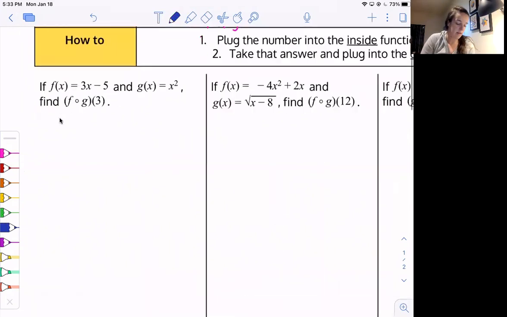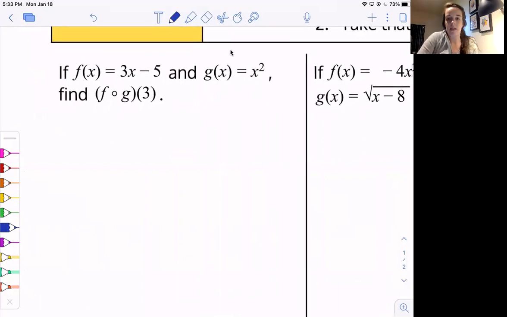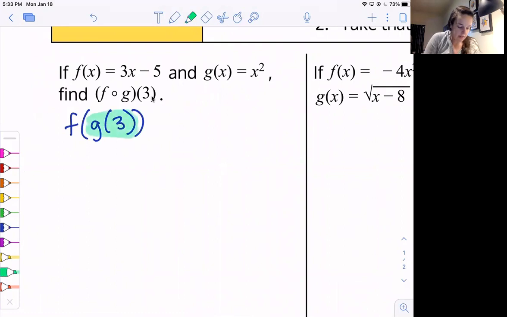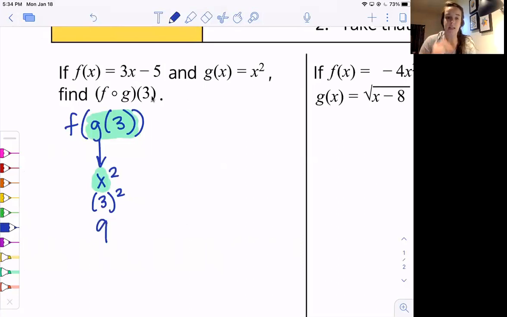It says if f of x equals 3x minus 5 and g of x equals x squared, find f of g of 3. So we're finding f of g of 3. So we're going to start by finding g of 3. So I'm going to take the g equation, which is x squared, and I'm going to replace all x's that are there with 3's. So this x right here is going to be replaced with a 3. 3 squared is 9. So g of 3 is 9.